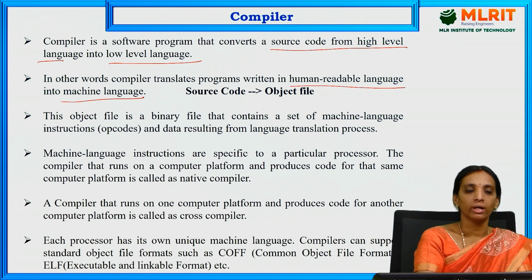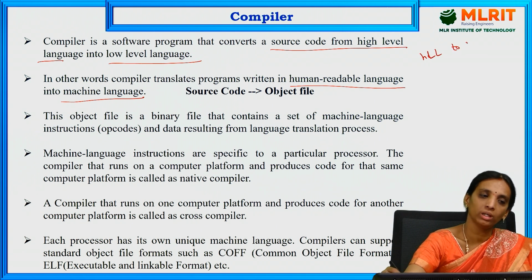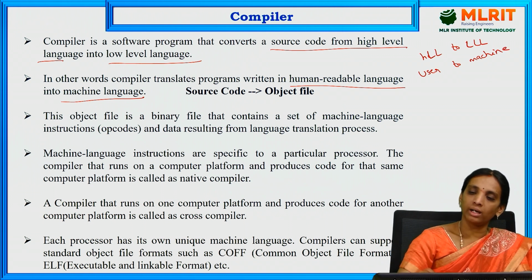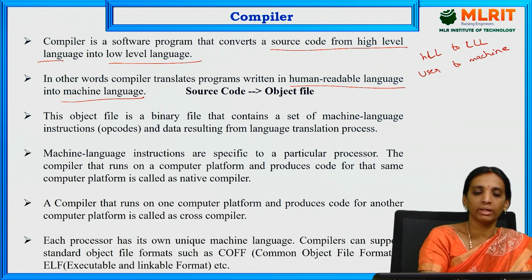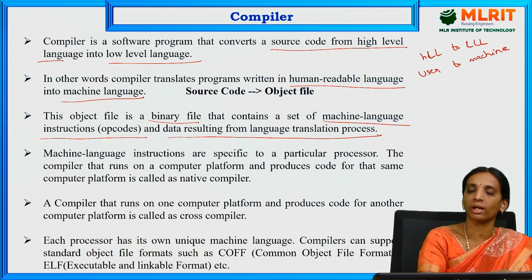Therefore the compiler first converts from high level language to low level language, and after that the program written in the user friendly format into machine language, and in that machine language it will generate the object file. The object file is a binary file that contains a set of machine language instructions and data resulting from the language translation process.